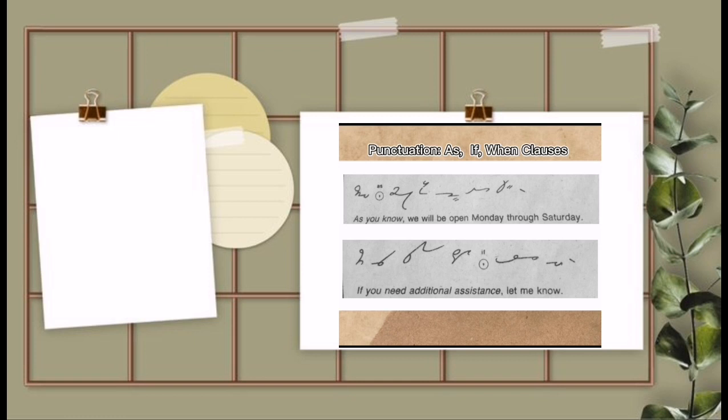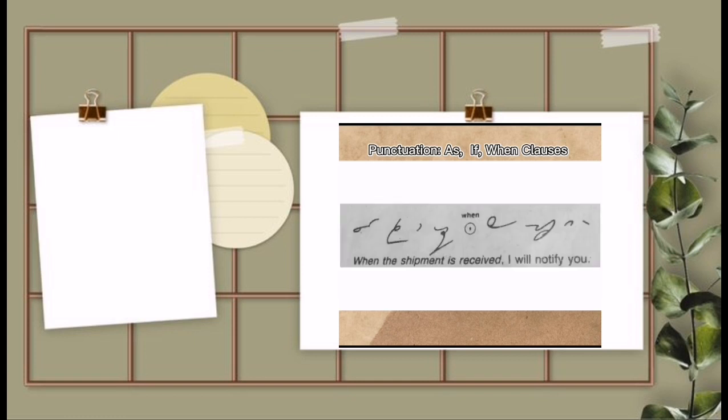So here in our sentence, we use if to begin our sentence, and if you need additional assistance is an introductory clause of if. Therefore, we will place the comma after the word assistance because let me know is another part of the sentence. Lastly, when the shipment is received, I will notify you. So here in our sentence, we use when to begin our sentence, followed by a subject and a predicate. Therefore, we will place a comma after the introductory clause of when.